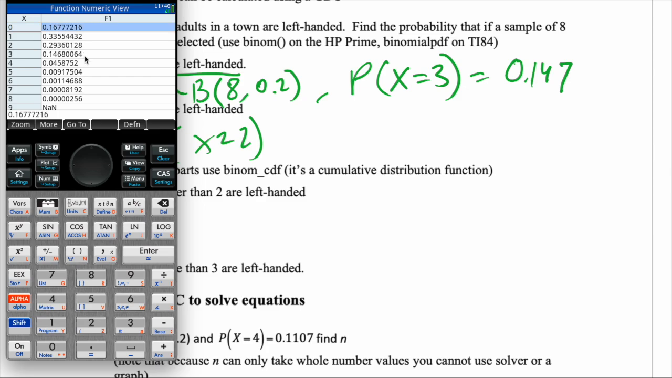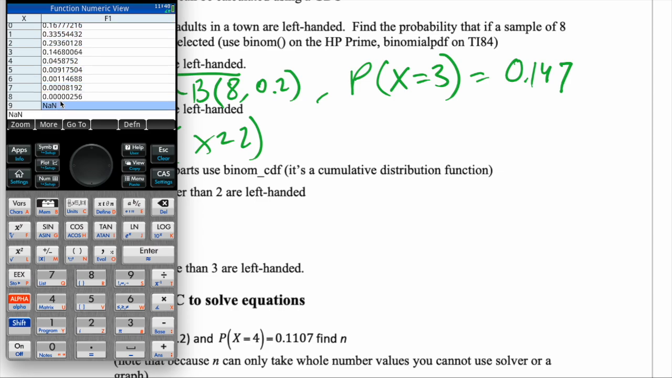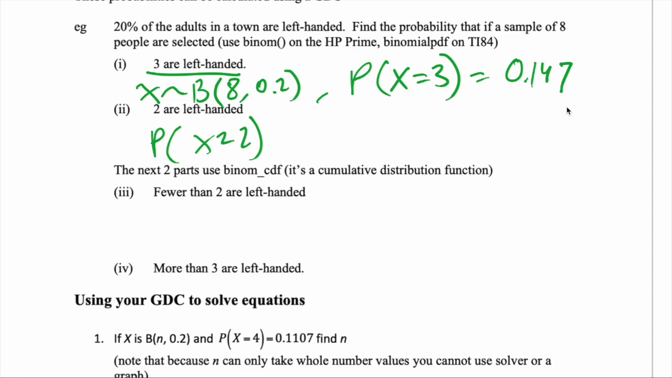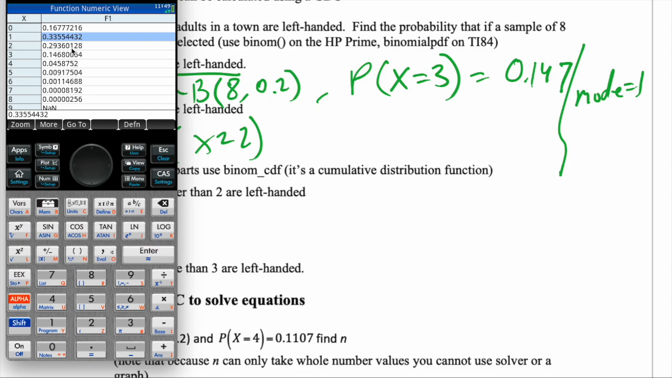So this is the probability of getting 0 left-handed people. And this is the probability of 1, 2, 3, 4, 5, 6, 7, all the way up to 8. That's the maximum number of left-handed people. So you can see having 8 left-handed people is very, very unlikely. The most likely thing to happen is that there's 1 left-handed person in a sample of 8. So we call that the mode. All right, maybe I'll write that down just as a side thing. Mode equals 1. Okay. And we'll look at the mean and stuff later.